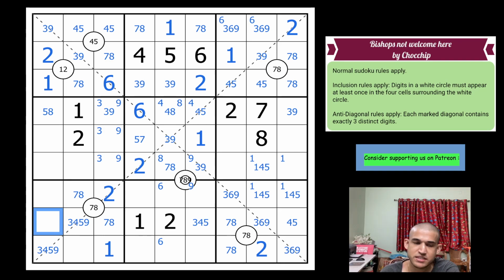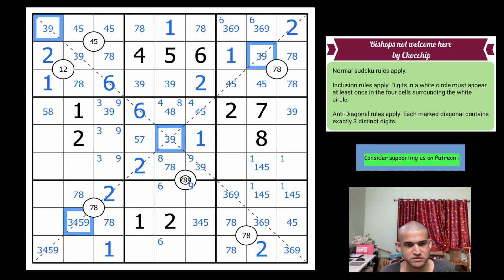Let's say this cell takes a 3, 9. So which means you have a same digit here and you have a same digit here and you have a same digit here. Okay, that's not taking us anywhere.